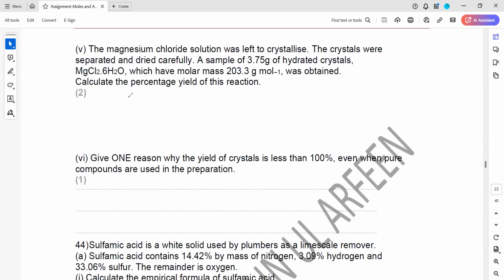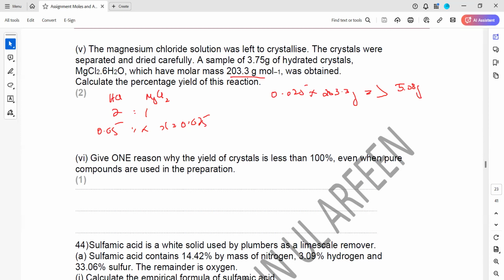So the mole ratio of hydrochloric acid to magnesium chloride is 2:1. So 0.05, it will be X. Again, we'll get the same mole, 0.025. And then this 0.025 is multiplied by the molar mass, 203.3, to get the mass in gram. So this will give us a mass of 5.08 grams.